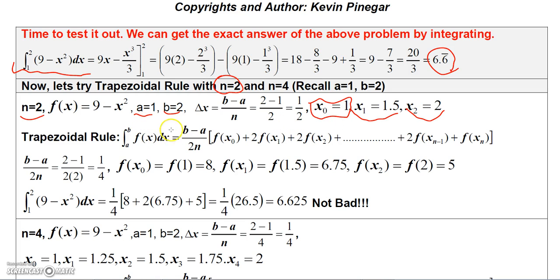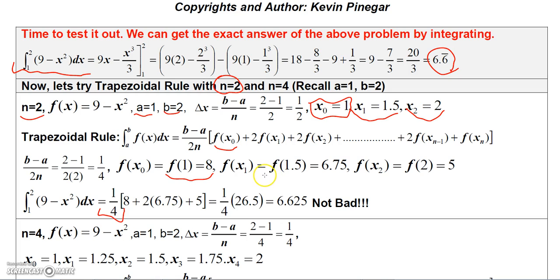Okay, so now I can apply this formula, b minus a over 2n. b minus a is just 1, and n is 2, so b minus a over 2n would just be 1/4. So there's my 1/4. Now I also have to figure out what is f of x0. x0 in our example is 1, so what is f of 1? I plug 1 into this function. 9 minus 1 squared is 8.